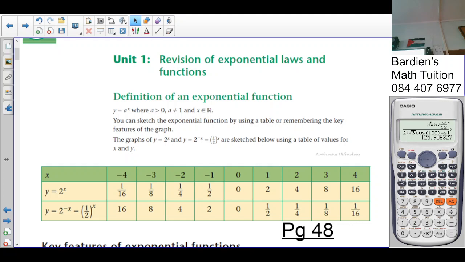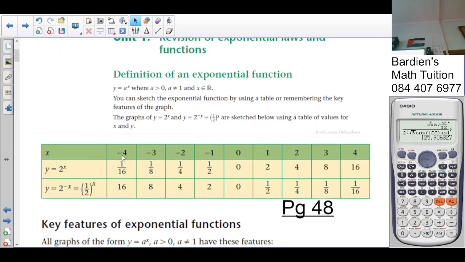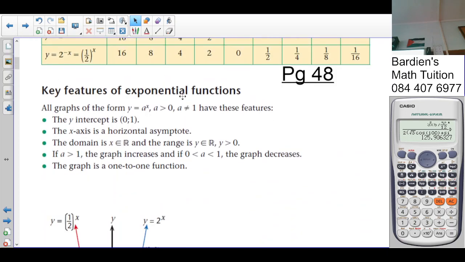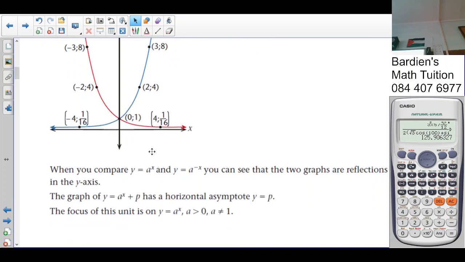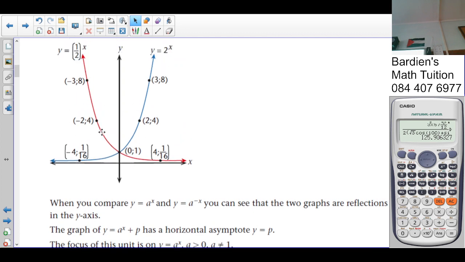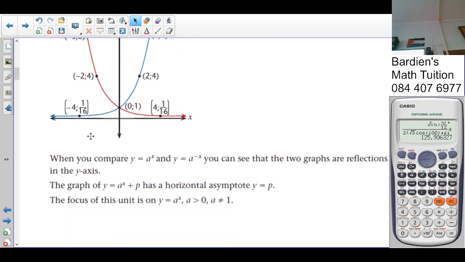Basically a definition of exponential functions there, where y is equal to a to the x, where a is greater than 0, a is not equal to 1. People, this is all grade 11. So what I want you guys to do is write your key features of exponential functions. You highlight this, you write this in your books. This we have done last year extensively. At this point you should know how to draw an exponential graph.